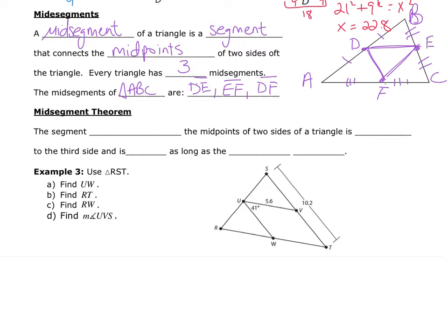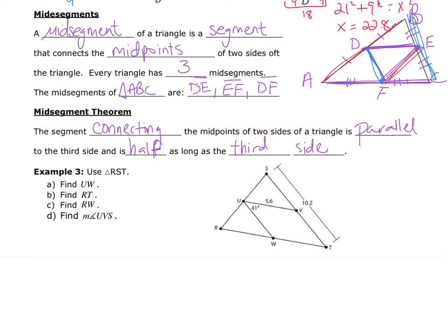So the segment connecting the midpoints of two sides of a triangle is parallel. So the midsegment itself is parallel to the third side. So think of our DE up here is parallel to AC. We could say that EF is parallel to AB, and BC would be parallel to DF. So think of parallel lines and different angles that will be congruent as well because of that. So the midsegment will be parallel to the third side, and it is half of the length of the third side. So lengthwise, it's going to be half the distance.